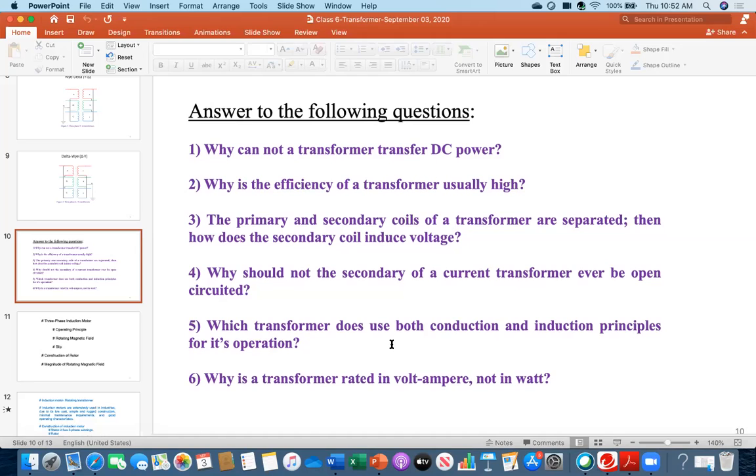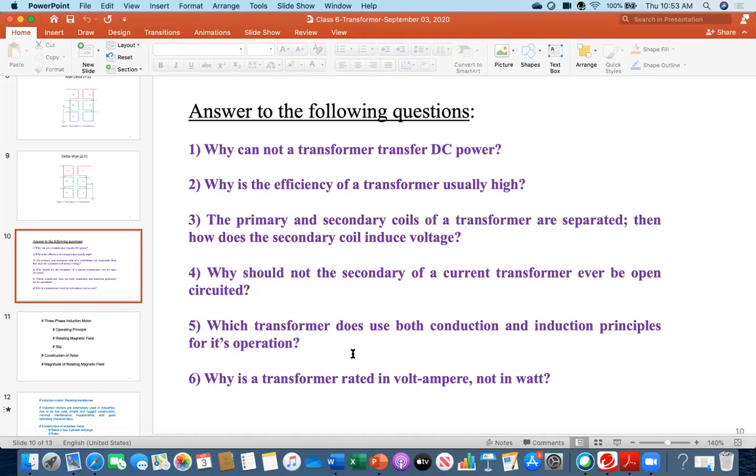Now this one, question number 5. Which transformer uses both conduction and induction principles for its operation? You remember that today we were discussing the current transformer, potential transformer, and auto transformer. So among these three transformers that we discussed today, which one uses both conduction and induction principles for its operation? So think about the auto transformer. What was the feature of the auto transformer?